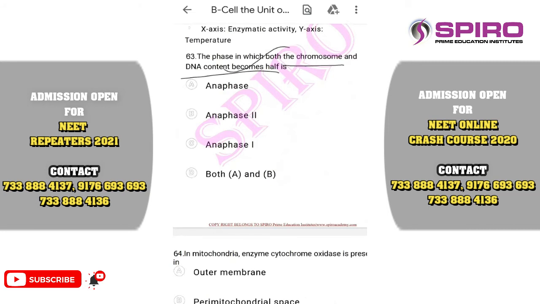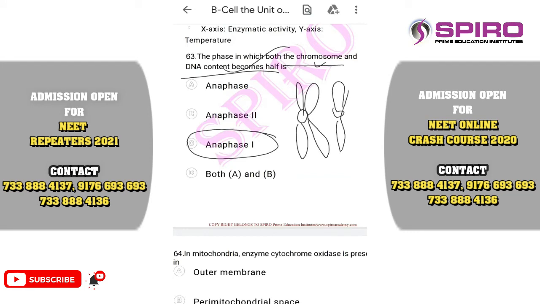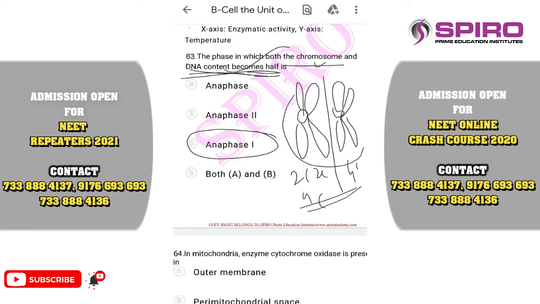In case of anaphase 1, what happens? The particular question, the same thing is going to happen. In anaphase 1, the homologous chromosome is going to get separated, right? The homologous chromosome is going to get separated and the DNA content is also becoming half. Because you see here, 2C, 2C, here it is 4C, here it is 4C. Totally 8C DNA is going to be present in a cell. And the chromosome is 2N.